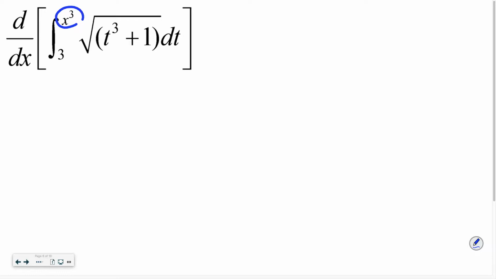Okay, so we still have the same thing happening where the derivative of the integral cancels out, but since we have x cubed, two things have to happen. Number one, we plug into our function using that limit of integration. So x cubed has to be plugged in for t instead of just x.